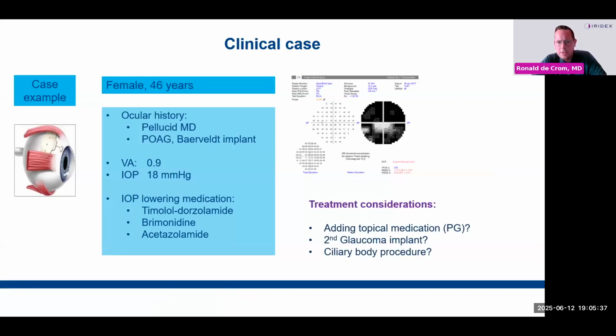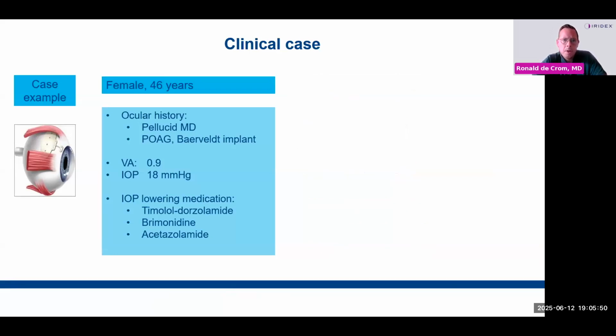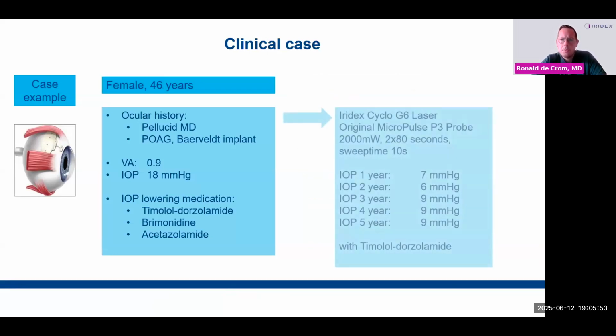And what would you do with this type of patients? Do you add an extra topical medication, for example, prostaglandin? Do you want to perform a second glaucoma implant, or do you want to perform a ciliary body procedure? Now, in this patient, we performed a micropulse TLT, and here you can see the results.